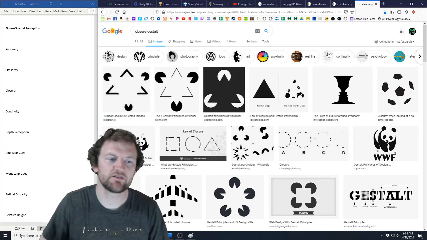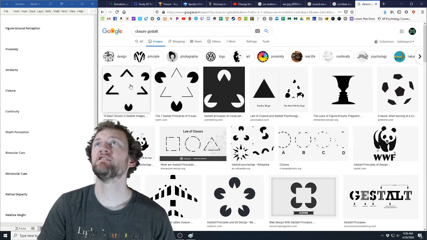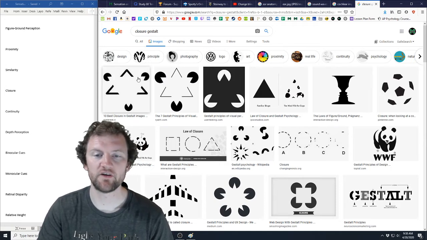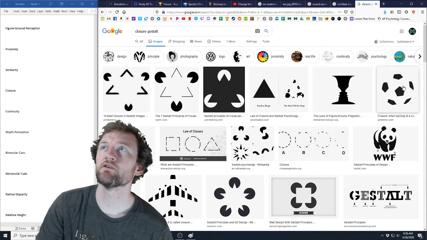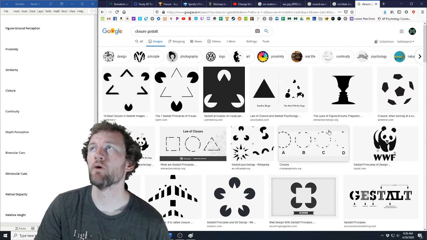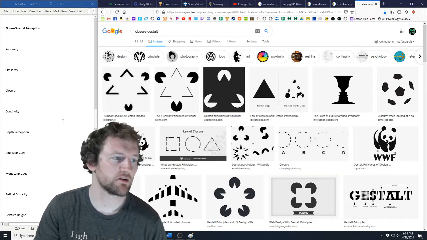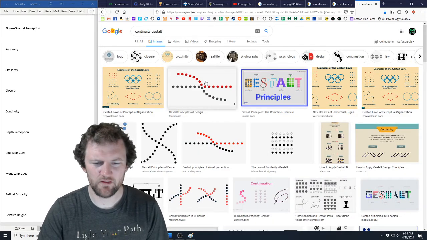Closure in these pictures is our brain likes to close off incomplete objects. So here we see, despite there is no triangle, we see this triangle here because our brain closes off this incomplete object. We see a soccer ball here in the top right, even though there is no soccer ball, and so on. Or a square here, even though there is no square, our brain closes off incomplete objects, and that's closure.